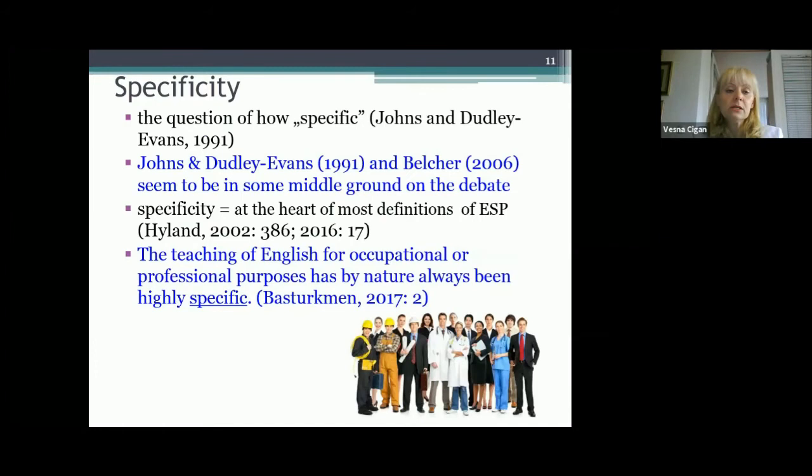So this concept of special language and a wide variety of domains imply also the notion of specificity. The level of specificity in ESP instruction has been a controversial issue since its inception. Almost 30 years ago, Jones and Dudley-Evans identified the question of how specific the focus of an ESP course should be. Jones and Dudley-Evans, and more recently Belcher, seem to be in some middle ground on the debate on a narrow angle and a wide angle perspective.